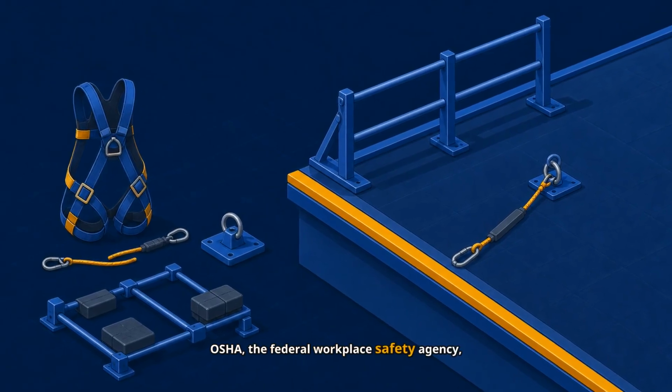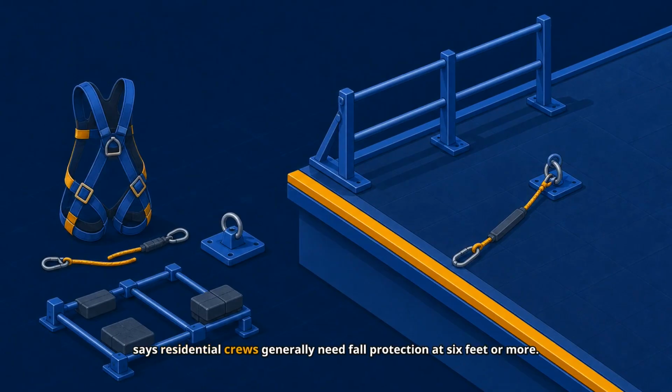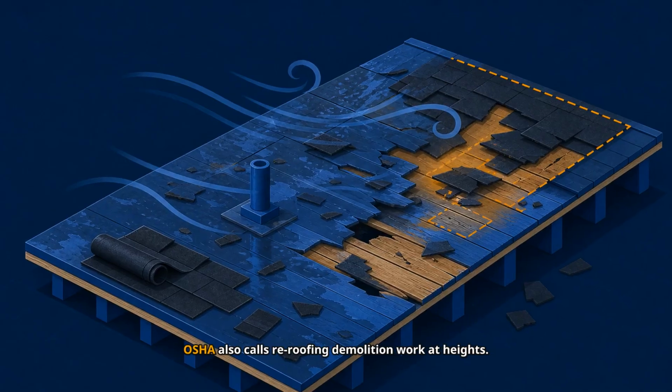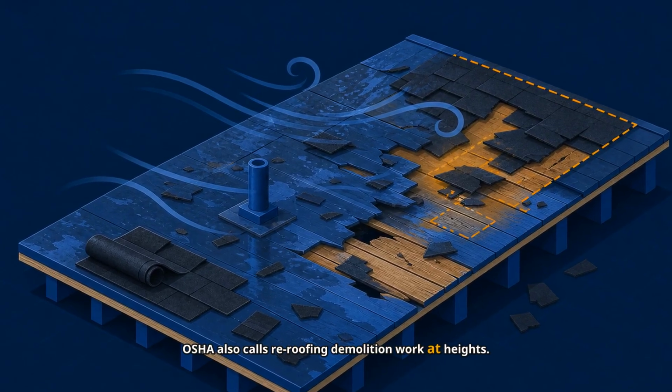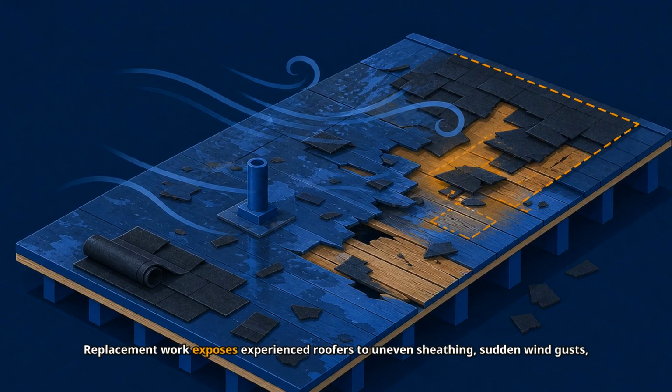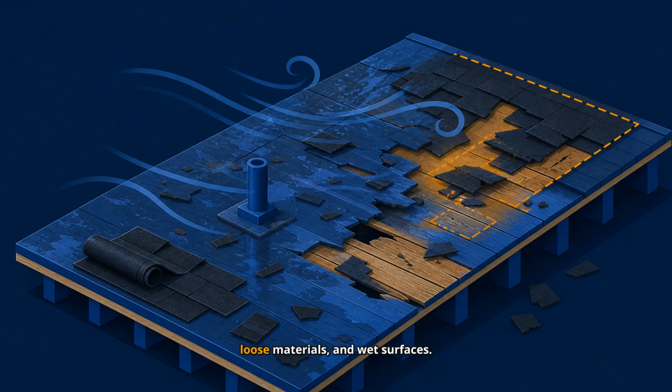OSHA, the Federal Workplace Safety Agency, says residential crews generally need fall protection at 6 feet or more. Guardrails, safety nets, personal fall arrest, or allowed alternatives take time. OSHA also calls re-roofing demolition work at heights. Replacement work exposes experienced roofers to uneven sheathing, sudden wind gusts, loose materials, and wet surfaces. A slick morning is a schedule input, not an excuse.